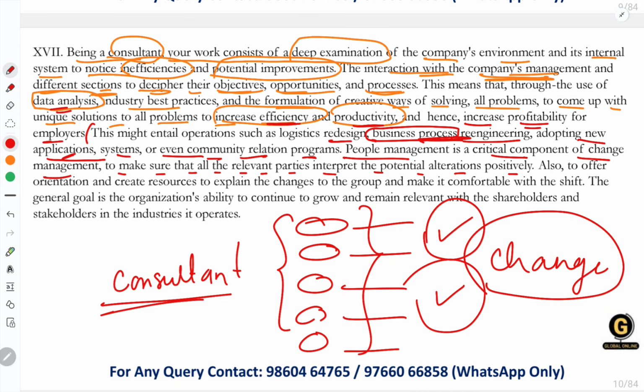नया कुछ लाना मतलब उनके लिए वो एक रेजिस्टेंस क्रिएट करना हो गया. So we will have to create a potential impact, and will have to make them understand that this particular change will actually help them. Okay, and also offer orientation and create resources to explain the changes to the group, make them comfortable with the shift. The general goal is the organization's ability to continue to grow and remain relevant with the shareholders and stakeholders in the industries it operates in.